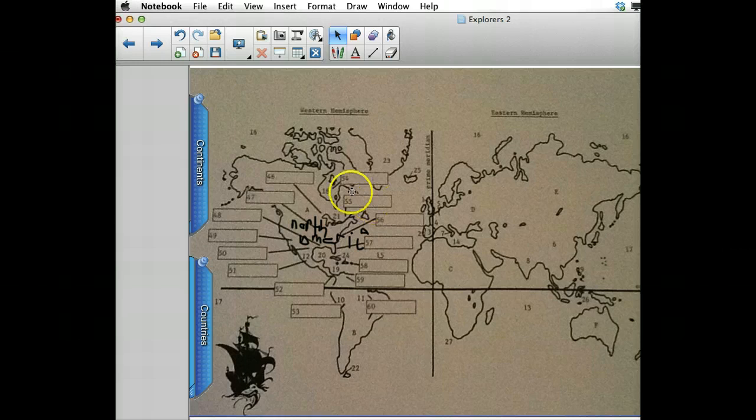The boxes with the numbers are arranged for the explorers. So Christopher Columbus discovered the West Indies. So we would put Christopher Columbus's name on 58, and we would write in Christopher Columbus. So the kids would come up, and they would write.